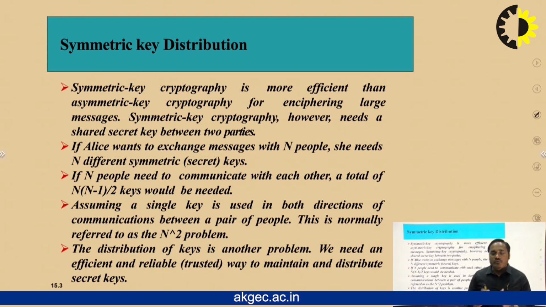So if you are going to share a common key, that is the secret key, between the sender and receiver, there is two-way communication. So how many problems do we need? We need n square problem for the communication.